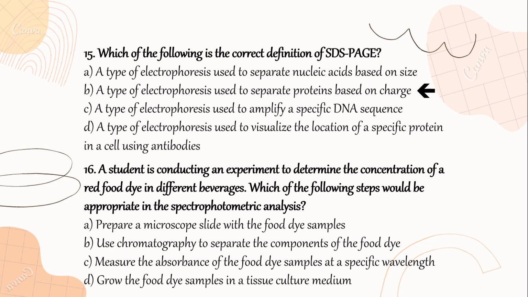A. Prepare a microscope slide with the food dye samples. B. Use chromatography to separate the components of the food dye. C. Measure the absorbance of the food dye samples at a specific wavelength. Or D. Grow the food dye samples in a tissue culture. The correct answer is C. Measure the absorbance of the food dye samples at the specific wavelength.